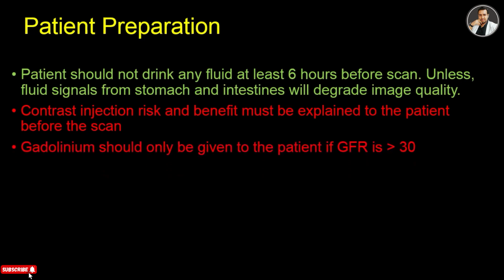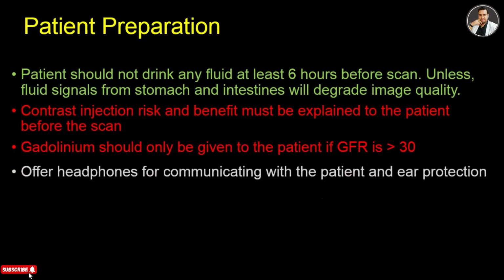And then gadolinium should only be given to the patient if GFR is greater than 30. So if the patient's glomerular filtration rate is greater than 30, then contrast can be given. And if the GFR is less than 30, that means the patient's kidney is not functioning and contrast should be avoided.